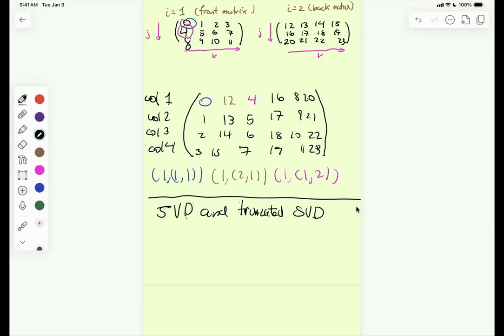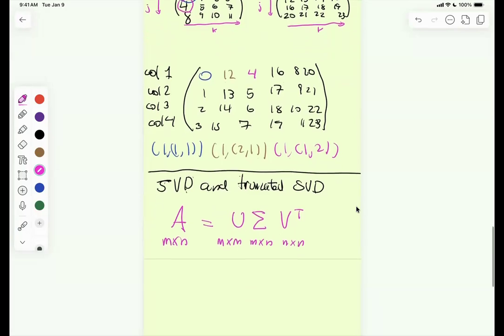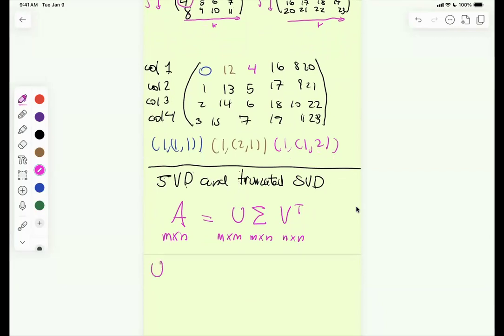But just to remind you, the idea is that you had an M by N matrix and you write it as U sigma V transpose, right? Where U was M times M, the sigma matrix was M times N, and V transpose itself would be N by N. Those two matrices, U and V, are made out of the eigenvectors of A transpose or A transpose A. So U and V are matrices of eigenvectors.